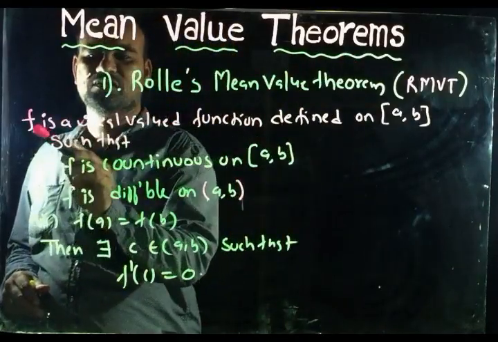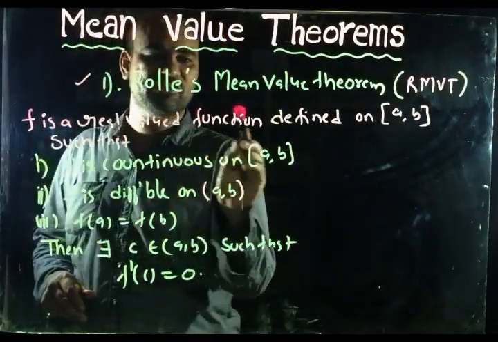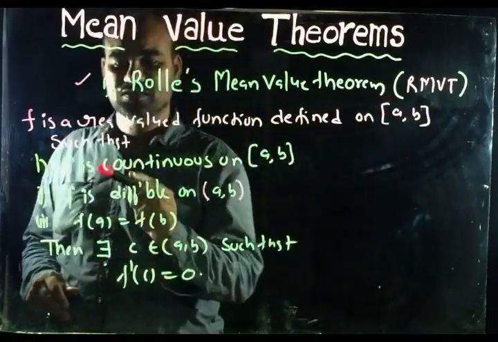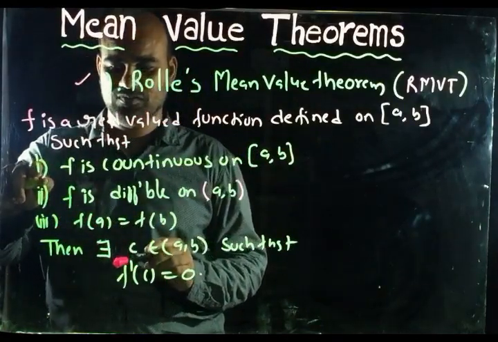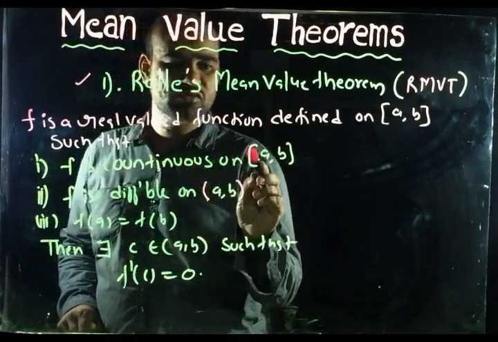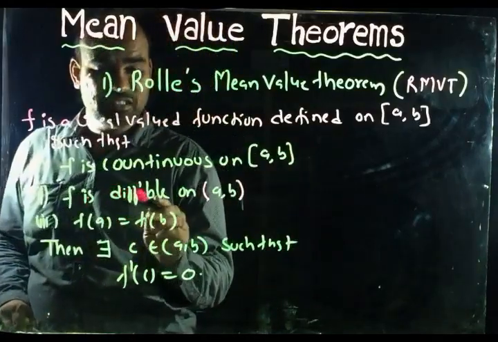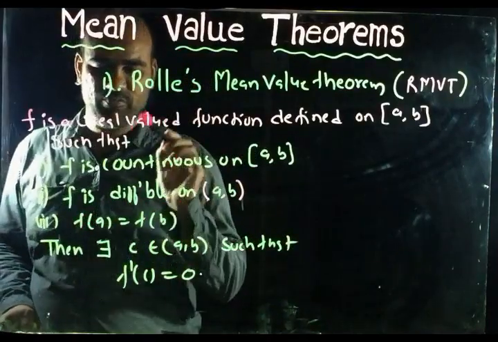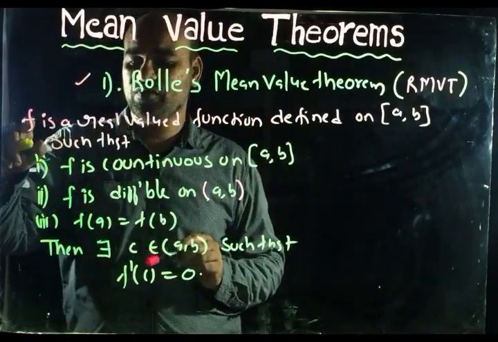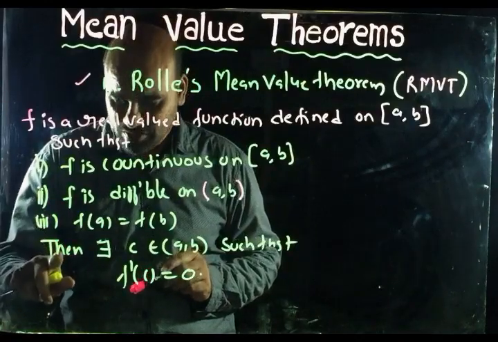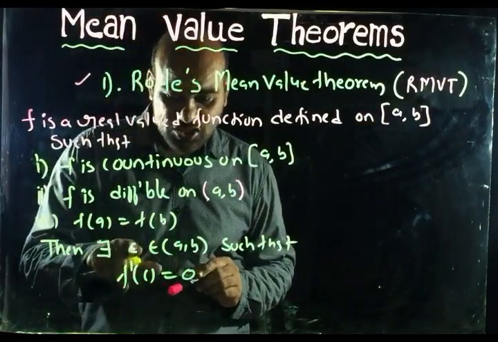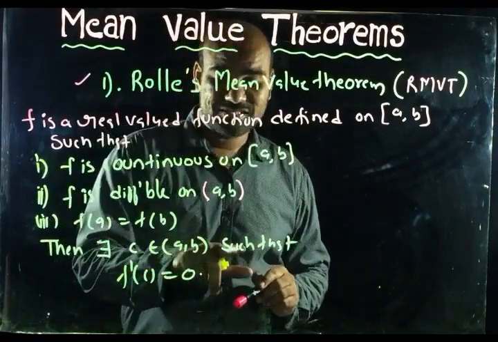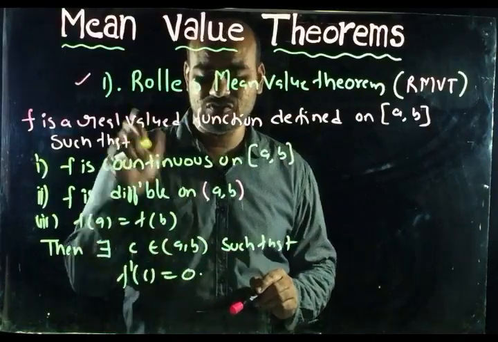Definition. f is a real valued function defined on the closed interval [a, b] such that condition number 1, f is continuous on the closed interval [a, b]; 2, f is differentiable on the open interval (a, b); and 3, f(a) equal to f(b). If any real valued function satisfies these three conditions, then there exists at least one c belonging to (a, b) such that f'(c) equal to 0.